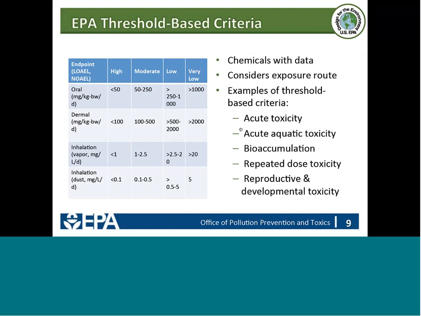The criteria that we use, for the most part, are threshold-based. So we're looking at the potency of the chemical. A very potent chemical will be biologically active at a very low level. And so that translates to high concern, high hazard concern based on our criteria. Whereas a much less potent chemical might require an awful lot of very high level exposure to exert biological activity. And so we would classify that as low or very low concern. We also take into account the route of exposure, as well as a lot of other factors when we're evaluating data and assigning the level of hazard concern: high, moderate, low, or very low.